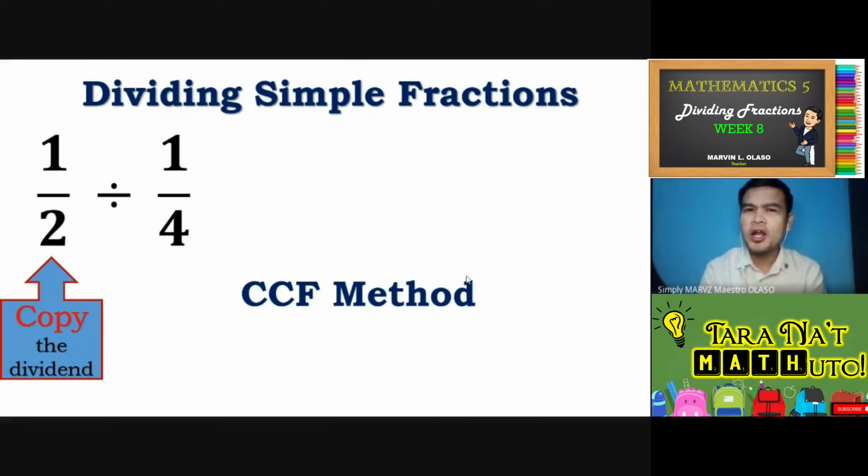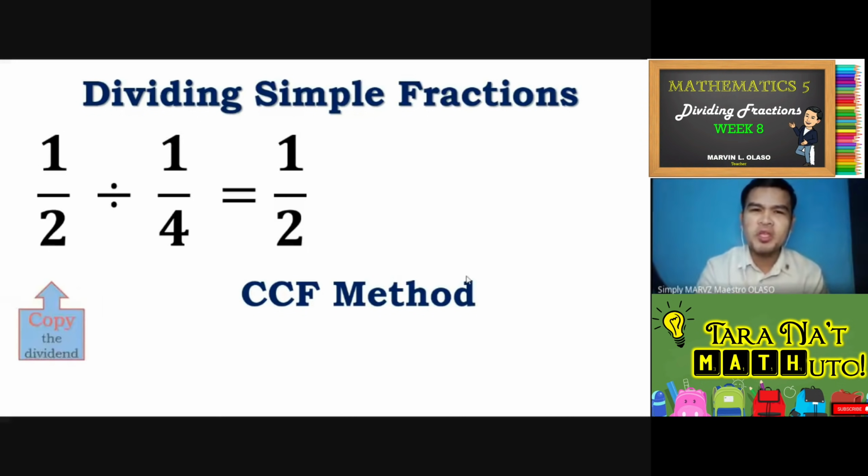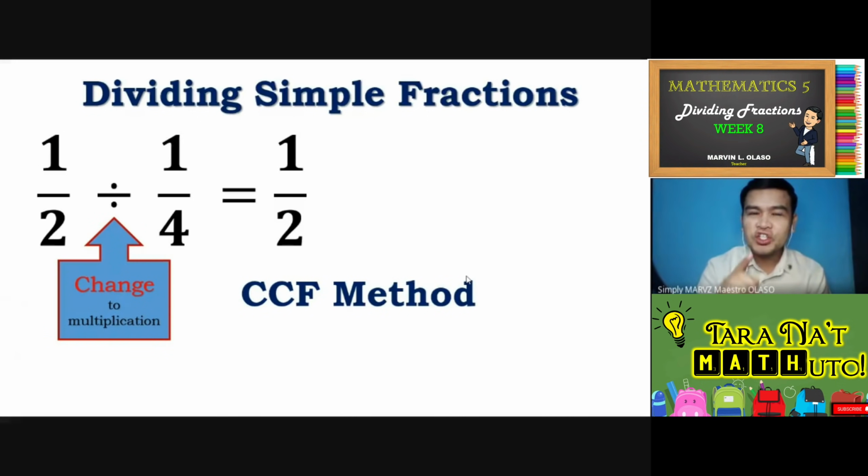C stands for copy the dividend. So, kopyahin lang daw ang dividend. So, ang dividend natin ay 1 half. Let's proceed. Step number 2. Another C. What do we mean by another C? The second step is change to multiplication. Di ba? From division, magmumultiply pa rin tayo. So, therefore now, we can now change it into multiplication.